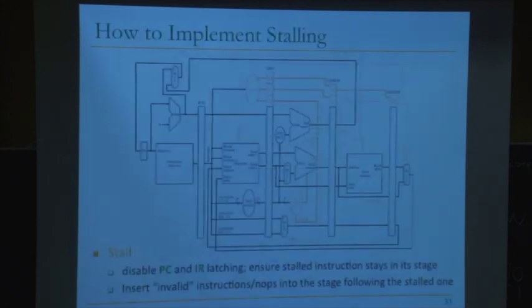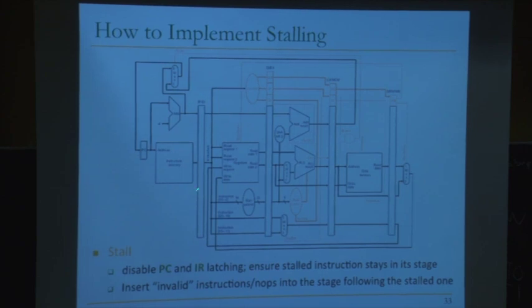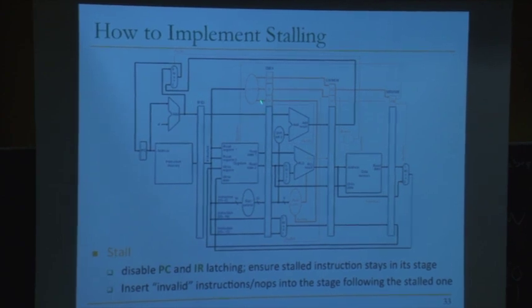Okay. So how do you actually implement stalling? Well, it's simple, right? You basically ensure that the program counter doesn't change because you're stalling the upstream part of the pipeline. And you also ensure that the pipeline registers, so let's say you're stalling here. This is where you detect the dependencies. You need to ensure that the program counter doesn't change, and you need to ensure that this register doesn't get written, right? And you ensure that the stalled instruction stays in its stage.